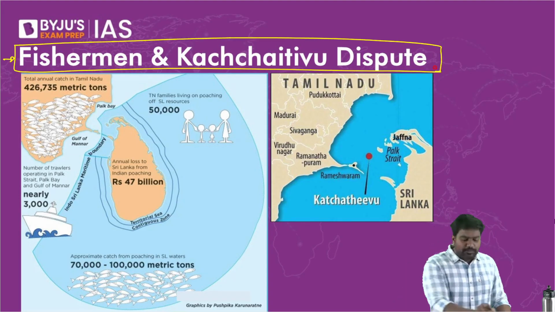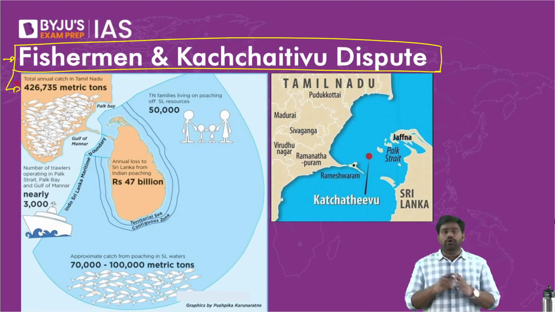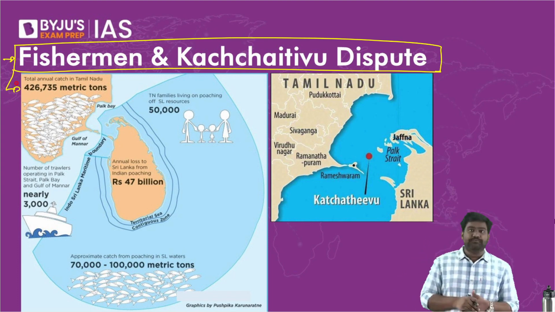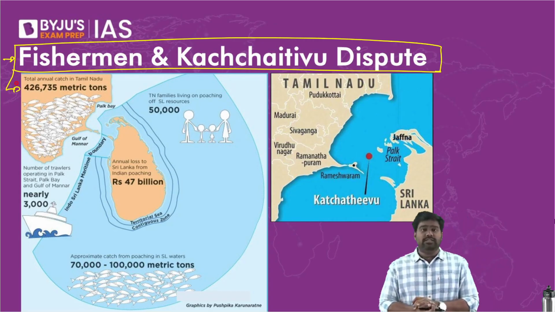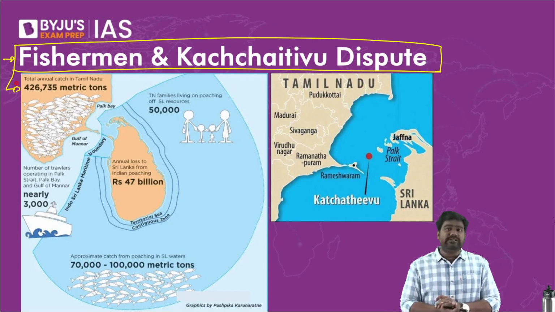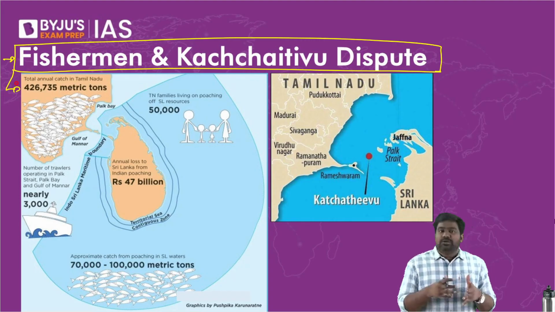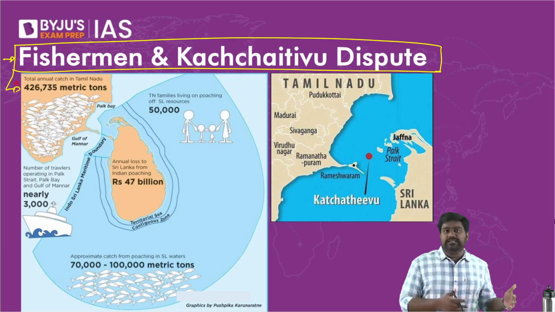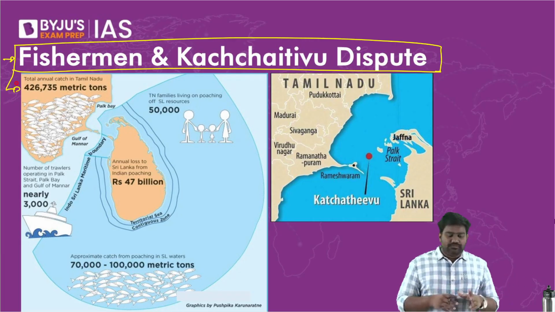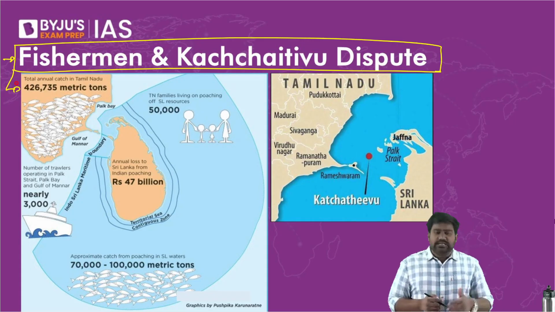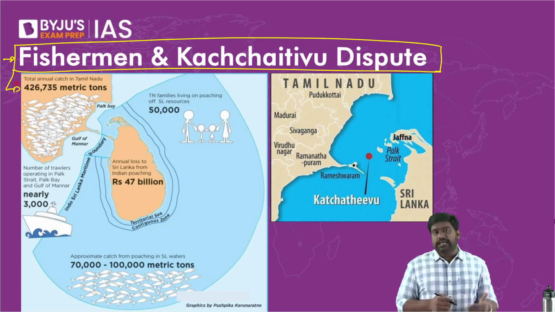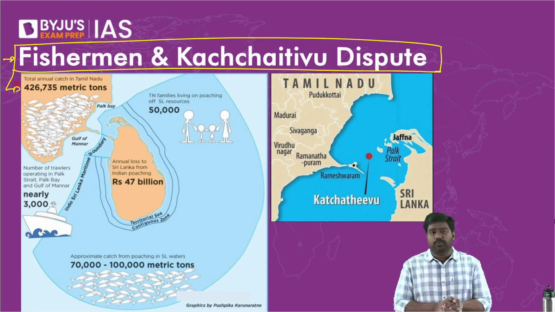The fishermen dispute and the Kachativu dispute is a long-standing dispute between the two countries. Just yesterday, it has been reported, some of you might have seen the news, that close to 30 Tamil Nadu fishermen have been arrested and detained by the Sri Lankan Navy and Coast Guard. Now, this is not a new issue. It's been going on for many decades, from the 1980s. The fishermen issue is a persisting issue between India and Sri Lanka. So let's understand why the issue keeps recurring again and again. And what is this Kachativu issue?